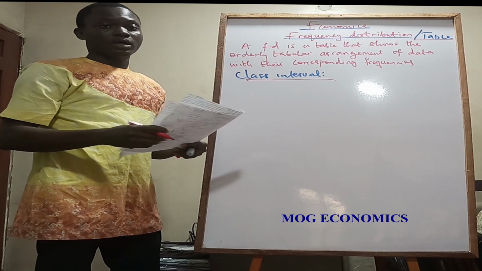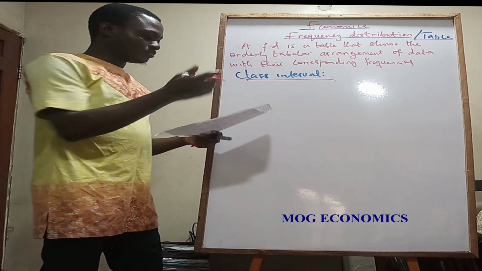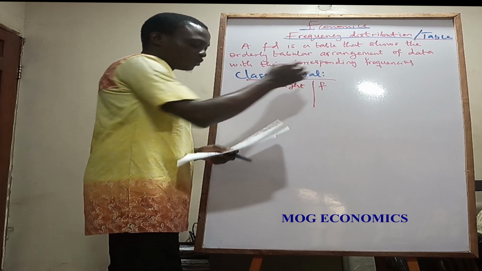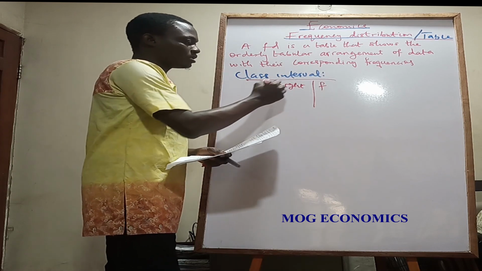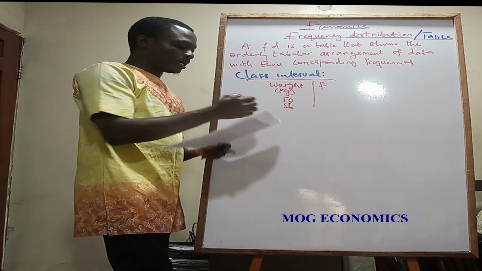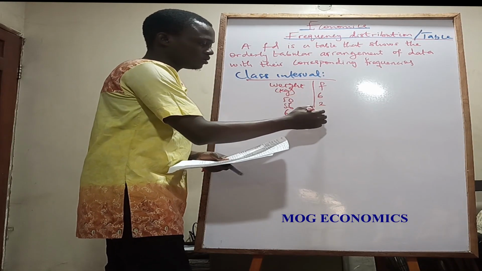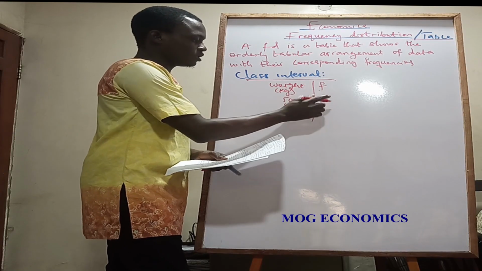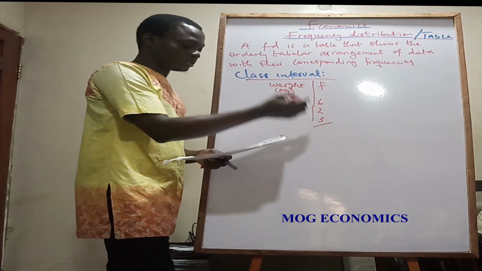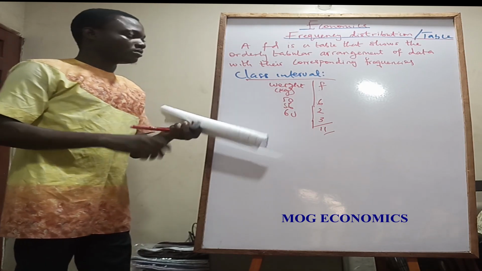So let's say we are talking about, let's draw a frequency distribution. I think I have a simple example here. We have weight, and then we have frequency. The first one is weight in kilograms. So you have 50, 56, and then you have 60. And the frequency here is 6, 2, and 3. 6 plus 2 is 8, plus 3 is 11.